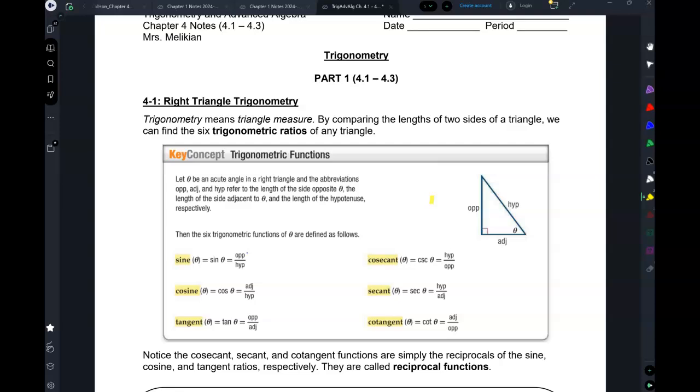Right, so trigonometry deals with relationships of sides of a triangle, okay? And when you have a right triangle, that obviously has three sides. We can talk about what we call trigonometric ratios, right? So take a look at this right triangle here.